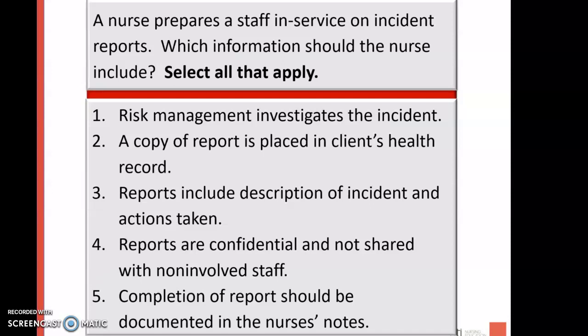Completion of the incident report should be noted in the nurse's notes? No, you did the same thing. Options 2 and 5 are the same thing. Copy of reports placed in the record? No. Completion report should be documented in nurse's notes? No. You've made it discoverable for that lawyer. Yeah, they're going to get the report. It's just you don't want to make it so easy for them to see.